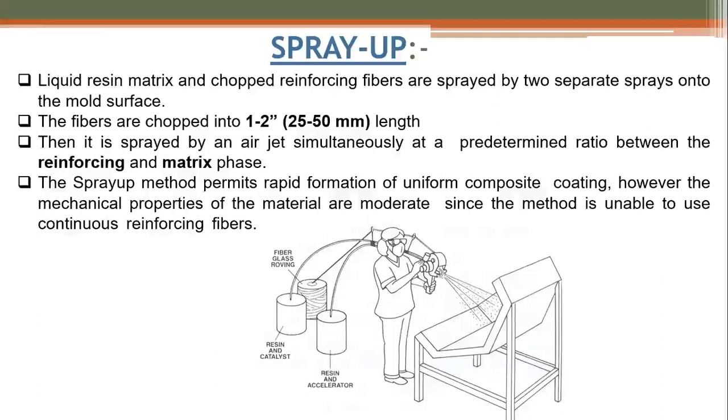Next, the spray method permits the rapid formation of uniform composite coating. However, the mechanical properties of the material are moderate, since the method is unable to use continuous reinforcing fibers. So this is a rapid formation of the uniform composites.